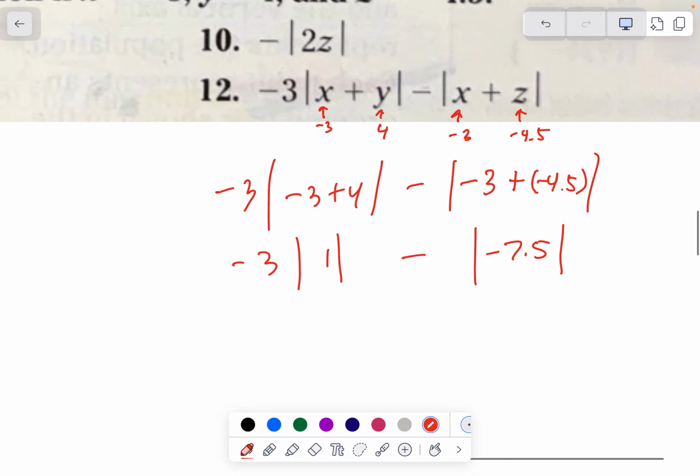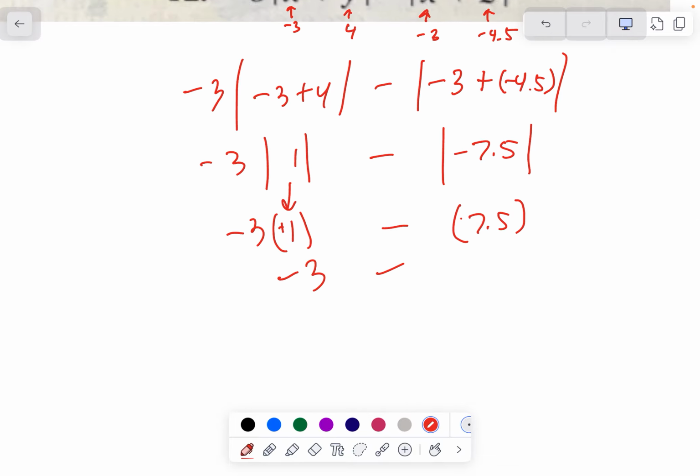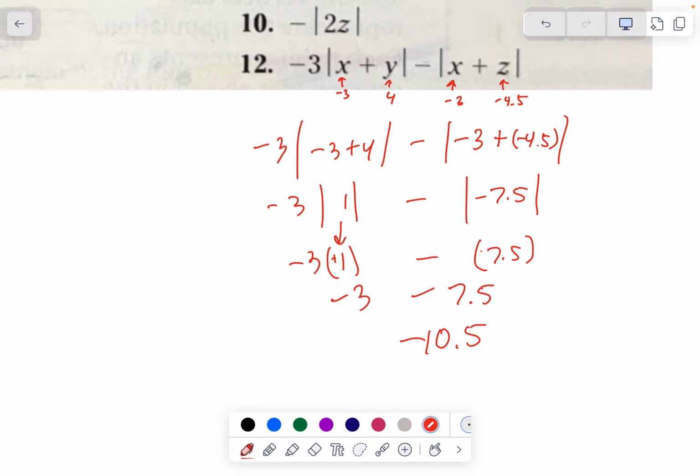We only continue by using the absolute value, which makes everything positive, by making the answer of that positive. So this becomes a positive 1. And if you want to put a little plus 1 there, you can. This makes this a positive 7.5, okay? So an absolute value makes whatever's inside its final answer positive. And so then we get negative 3 minus 7.5 for an answer of negative 10.5, okay?